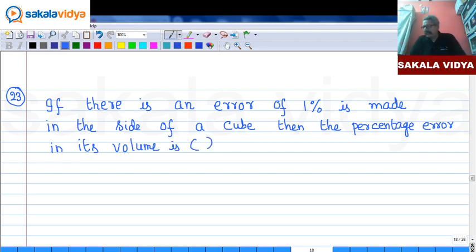Let x be the side of a cube. Delta x by x into 100 is given, that is 1%, then percentage error in the volume, volume means x cube, that we need to find out. Delta v by v into 100 we need to find out. First option is 1, second option is 2, third option is 3, fourth option is 1 by 2.